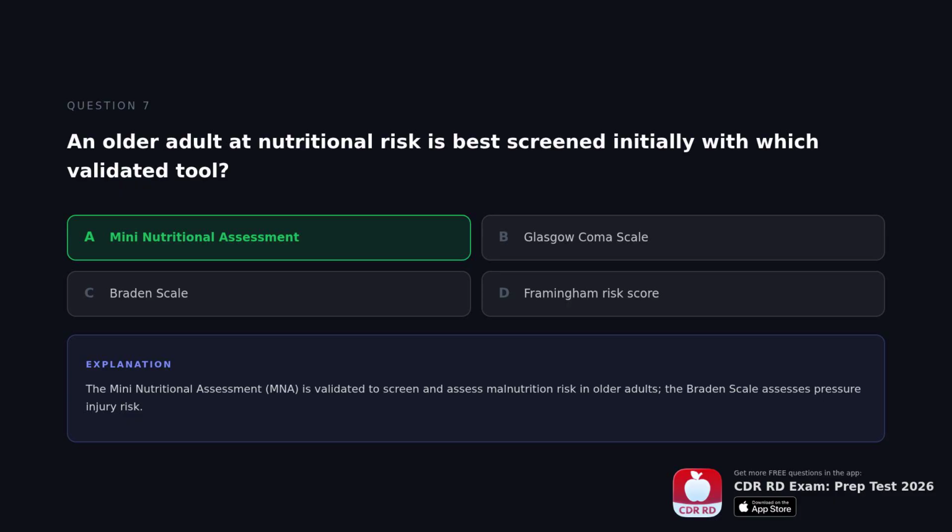The correct answer is Mini Nutritional Assessment. The Mini Nutritional Assessment, MNA, is validated to screen and assess malnutrition risk in older adults. The Braden scale assesses pressure injury risk.